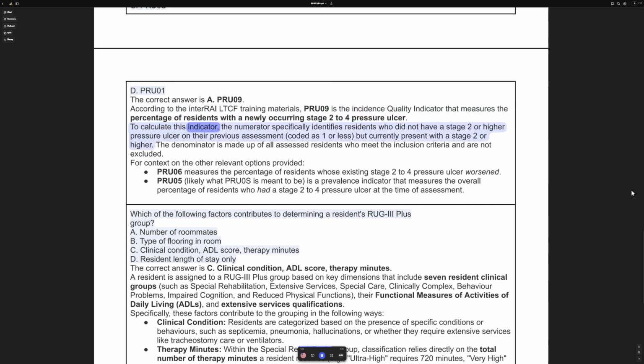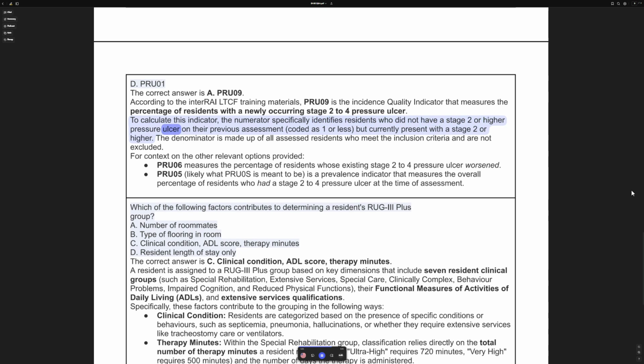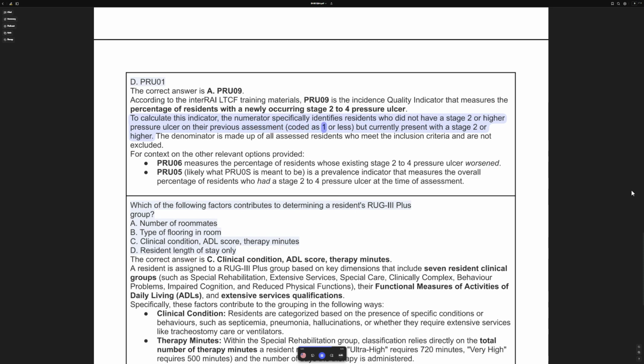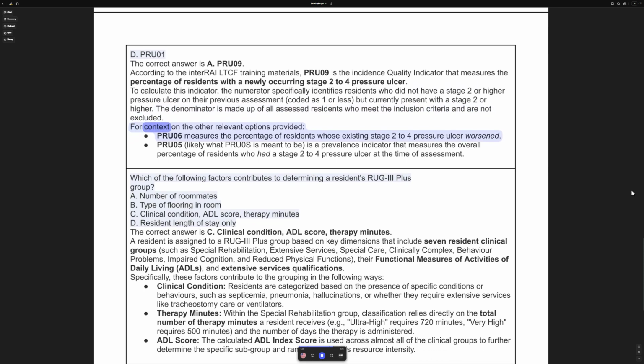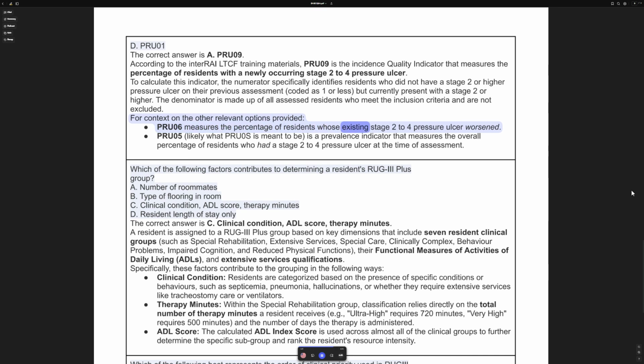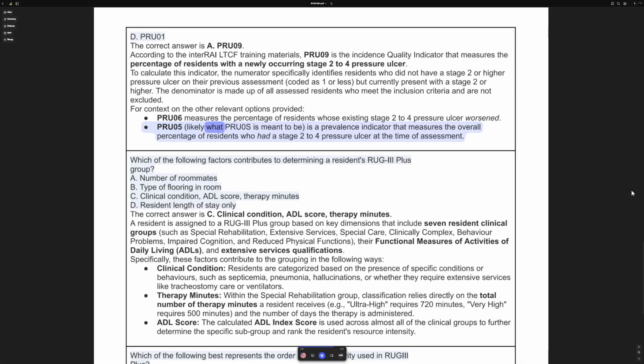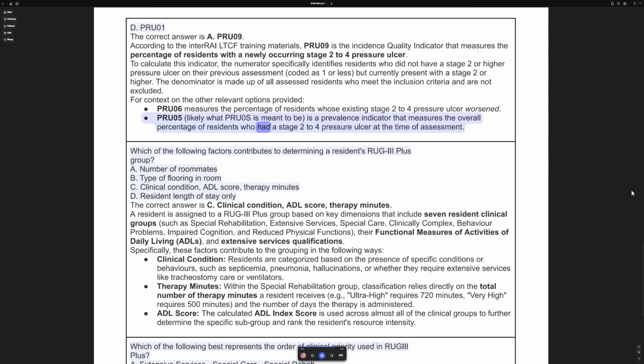To calculate this indicator, the numerator specifically identifies residents who did not have a stage 2 or higher pressure ulcer on their previous assessment, coded as 1 or less, but currently present with a stage 2 or higher. The denominator is made up of all assessed residents who meet the inclusion criteria and are not excluded. For context on the other relevant options provided, PRU-06 measures the percentage of residents whose existing stage 2 to 4 pressure ulcer worsened. PRU-05 is a prevalence indicator that measures the overall percentage of residents who had a stage 2 to 4 pressure ulcer at the time of assessment.